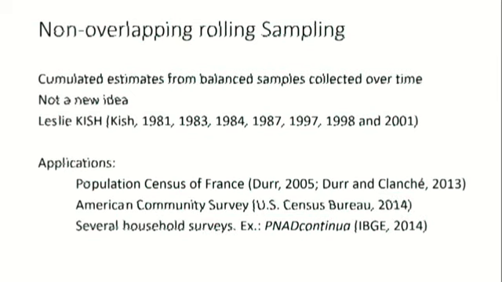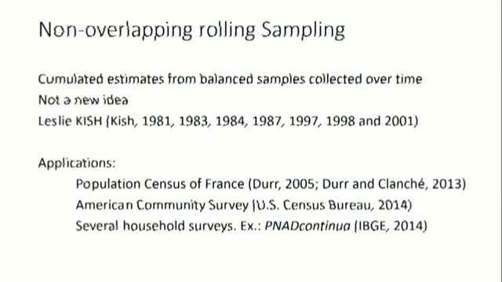We should mention Leslie Kish on this topic. He produced many papers on the subject since 1981, so it's not a new idea. The general idea of non-overlapping whole sampling is to cumulate estimates from balanced samples collected over time. There are some outstanding applications, like the population census of France nowadays, the American Community Survey, and many household surveys, including the household survey of Brazil, using this kind of technique. But we saw this mainly in household surveys, and we have no notice of a farm survey based on non-overlapping whole samples.